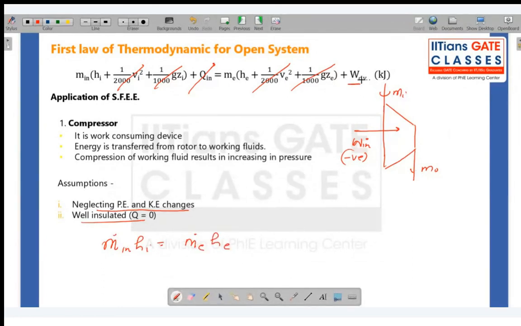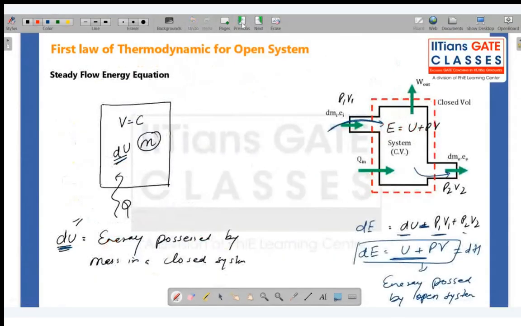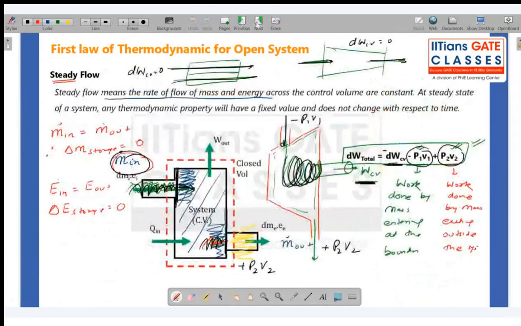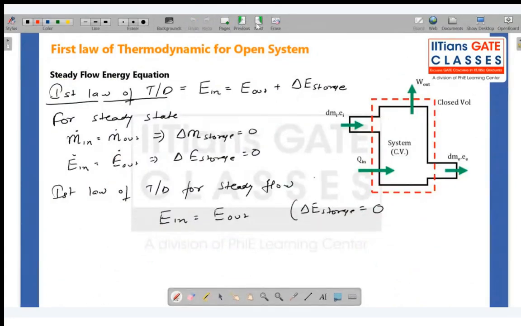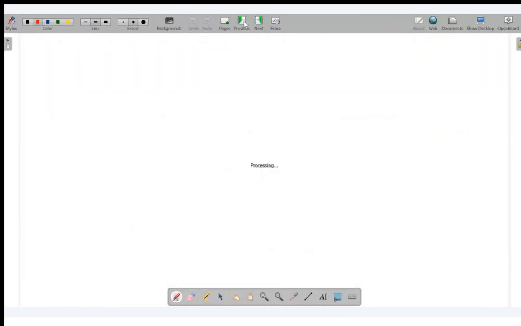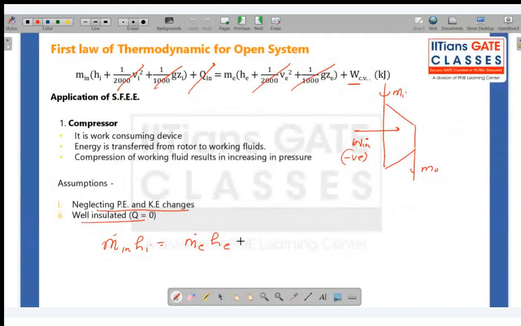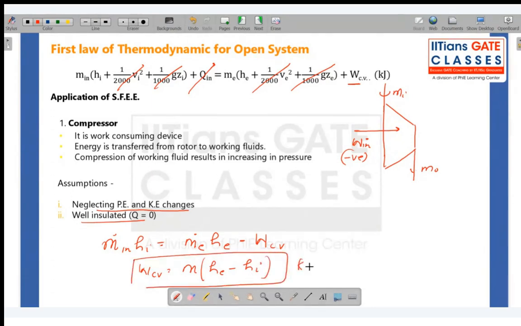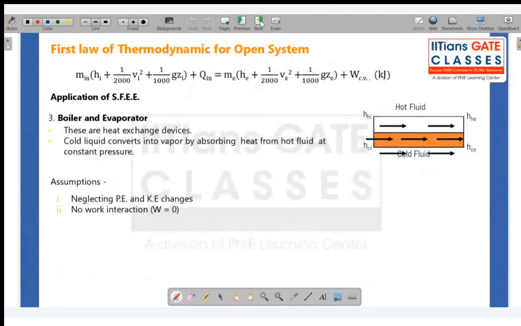Now you see, if you remember, we defined energy out and we took it as work output, but here in this case it is work input. In a compressor, it is work input. So I will write minus work of control volume. So work of control volume is equal to m times h exit minus h i for a compressor. So you can calculate it like this. Every equation is applicable for this particular scenario. Okay. Next, I'm just quickly going through it because there is not much to explain here.